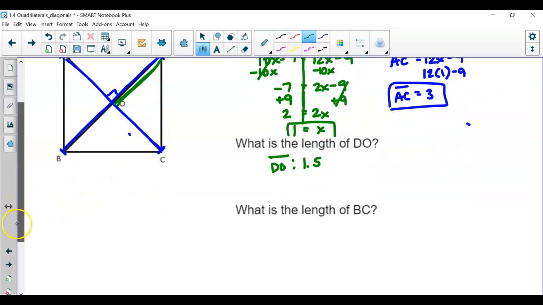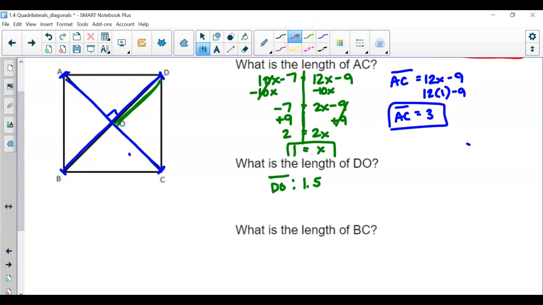So now the next question is asking, what is the length of BC, which is here? Now we're focusing on the side length of our square. Well, if you recall, we have what's connected. We have this section here, which, do we know what BO is? Yes, because if DO was 1.5, then BO is 1.5. We also technically know what CO is, right? Because the diagonals are congruent to each other. So everything is equal. So CO is also 1.5.